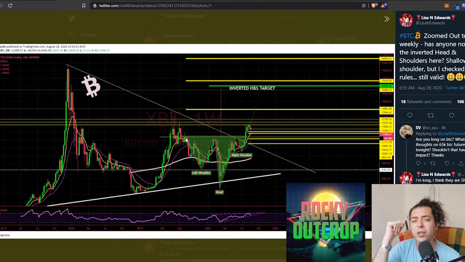Hi, Lisa. There's a rule about head and shoulders. It's a reversal pattern, and you would be looking for a downward trend if you're looking at an inverted head and shoulders, or an upward trend if you're looking at a regular head and shoulders. As you can see, the preceding price action towards this head and shoulders is indeed towards the upside. I think you should probably double check those rules.